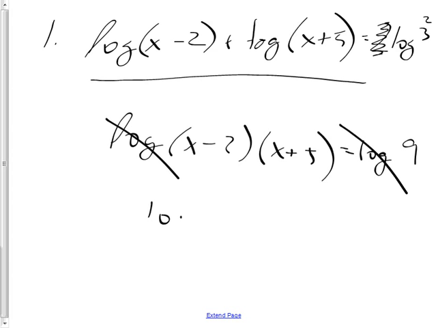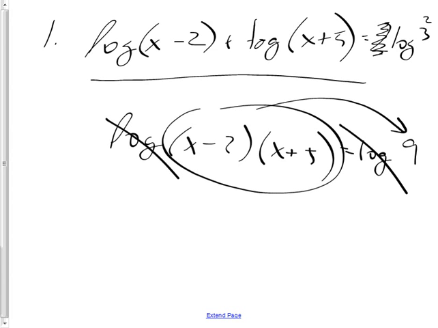Now, technically that isn't a cancel. Technically it's this is equal to that. But either way, it works like canceling. (x - 2) times (x + 5) equals 9.